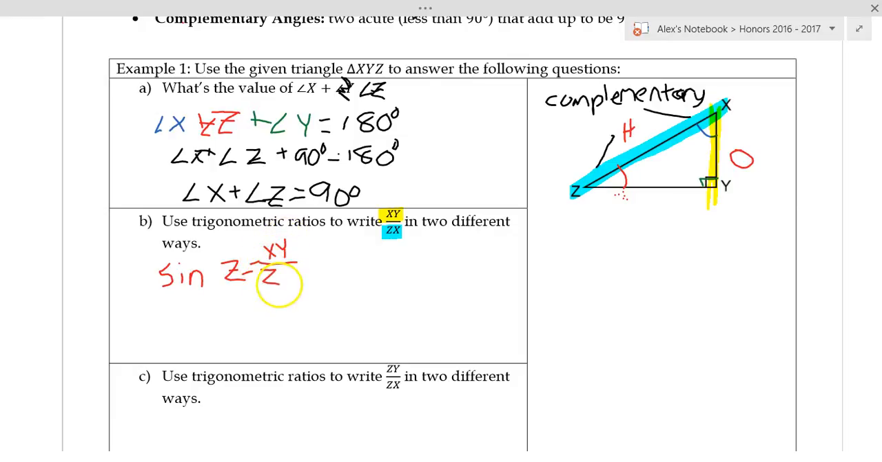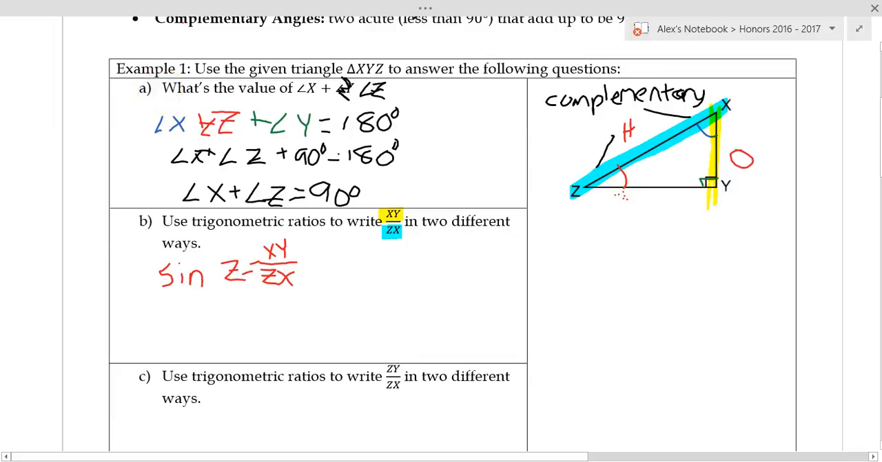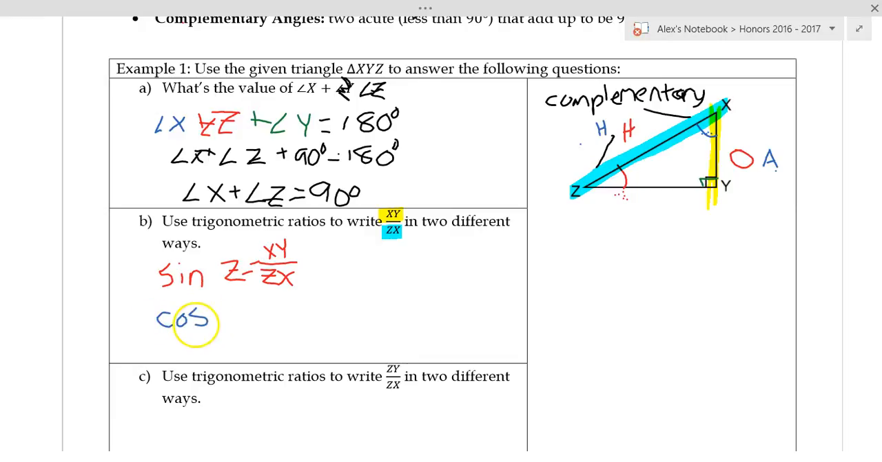XY over ZX. However, if I look at angle X, then XY is my adjacent side, where ZX is my hypotenuse. And adjacent over hypotenuse is the cosine. So the cosine of X equals XY over ZX. So the sine of Z and the cosine of X equal the same thing.